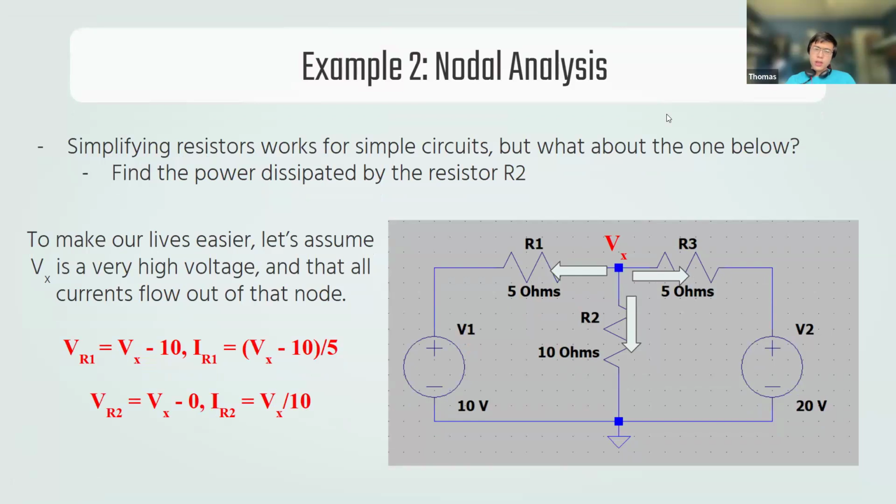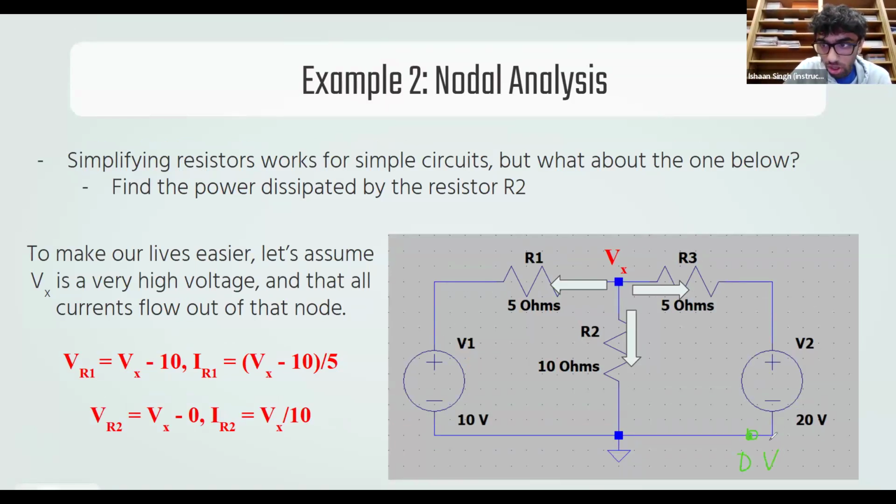Vx minus 20? Yes, Vx minus 20. You got it. Because remember, we're at 0 volts right here. We go through the battery, we gain 20 volts. So we're at 20 volts right here. And that means we're at Vx before the resistor, and we're at 20 after the resistor. So the resistor drops Vx minus 20. Okay? And the current, what is the current through that resistor then?